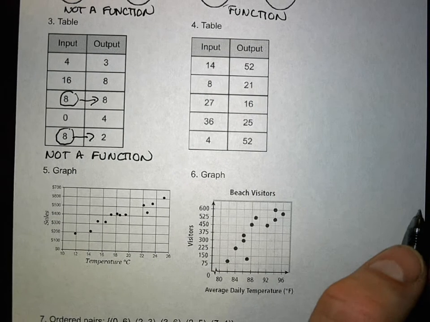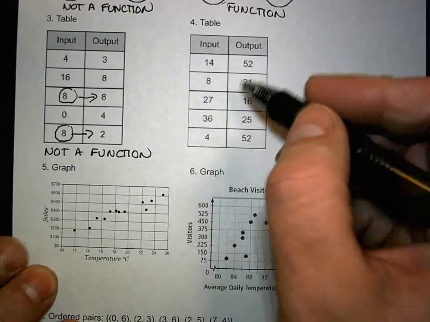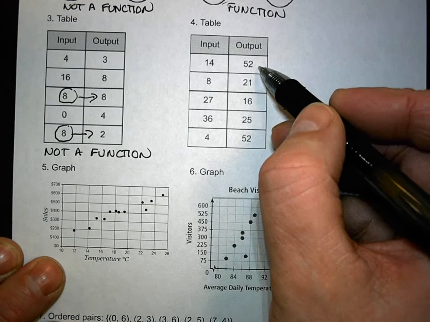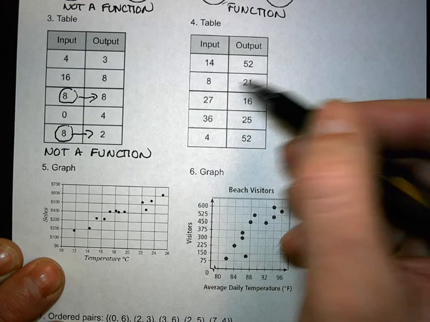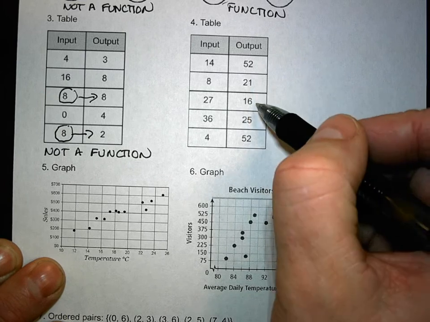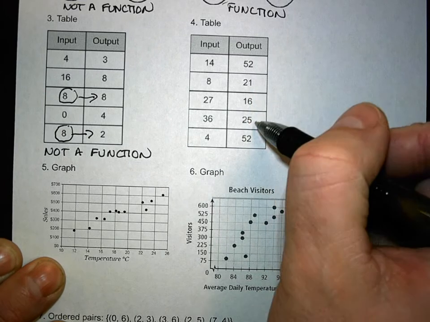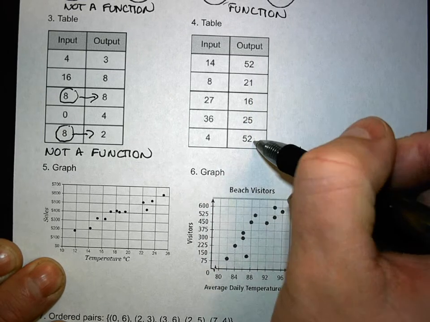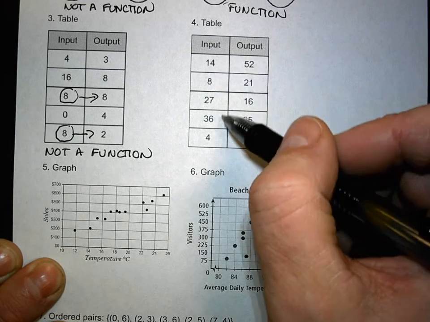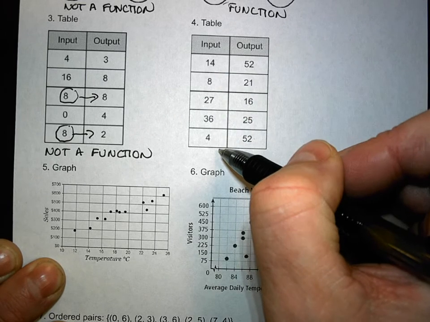On this one over here, I've got an input of 14, it outputs to 52. Input 8, it outputs to 21. 27 equals 16. 36 outputs to 25. And 4 outputs to 52. Are any of these inputs the same? No. Then it's a function.